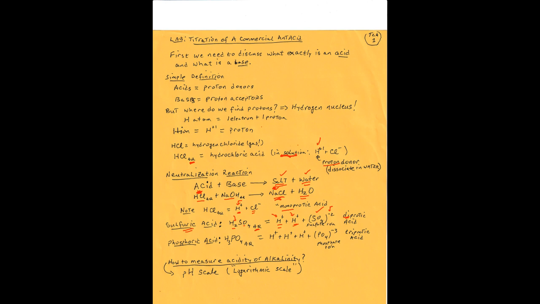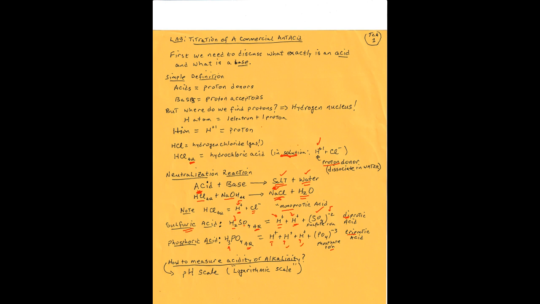Another example would be phosphoric acid, H3PO4. Once again, aqueous, because in solution these three hydrogens dissociate, H+, H+, H+, and there's our friend PO4 3-, the phosphate ion. We call this triprotic because there are three protons being given off, being donated.